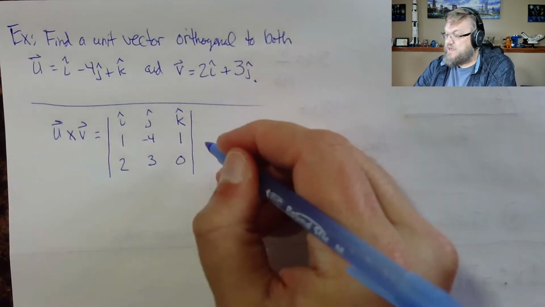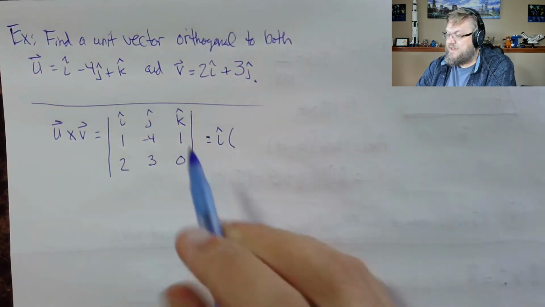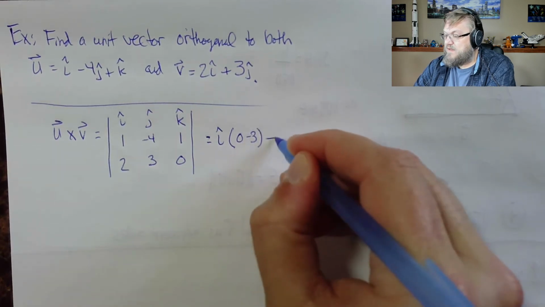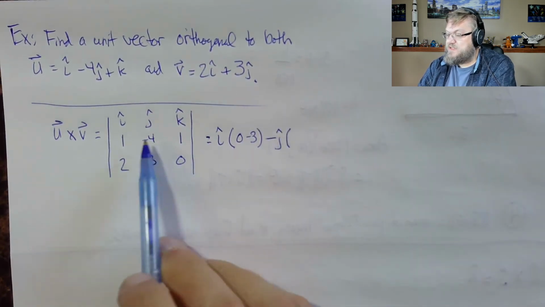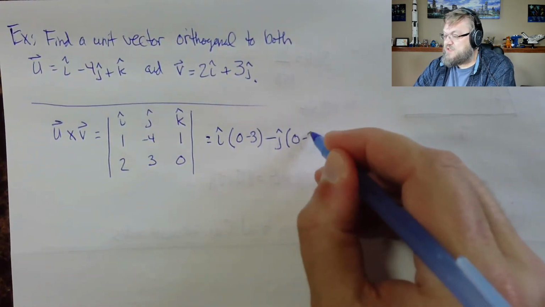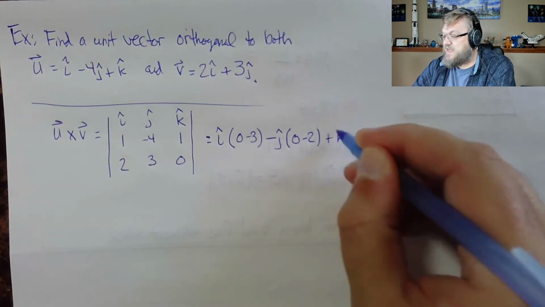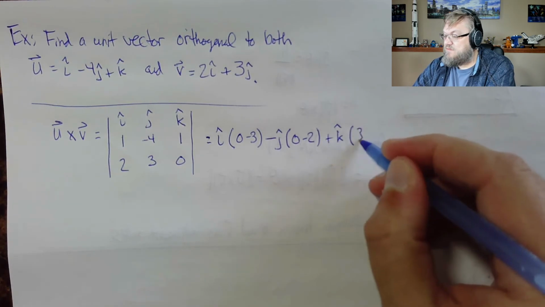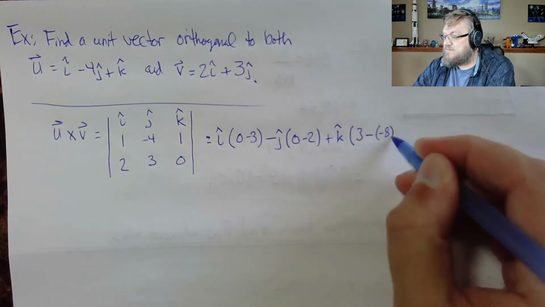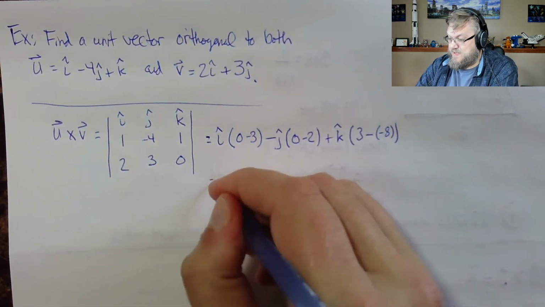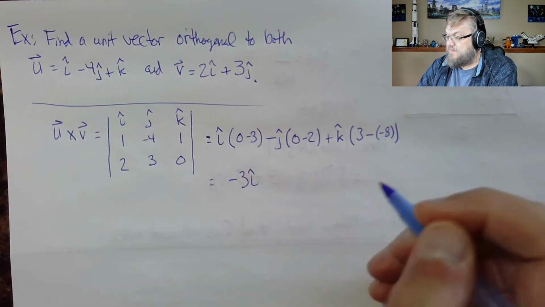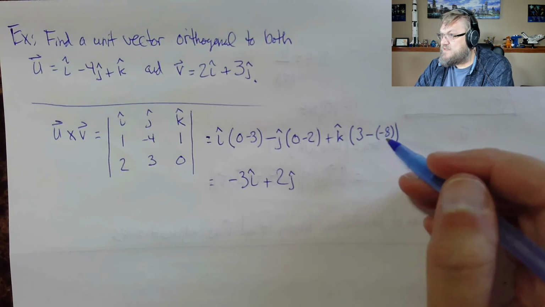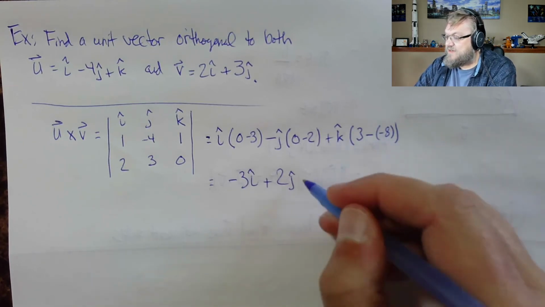Okay. So let's go ahead and do this. i, 0 minus 3, minus j. j is going to be 0 minus 2, plus k, 3 minus minus 8. 3 minus minus 8. So you get negative 3i plus 2j, 3 minus minus 8, so 3 plus 8, which is 11, plus 11k.